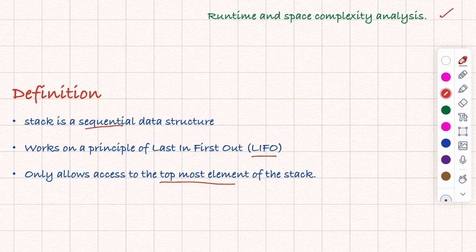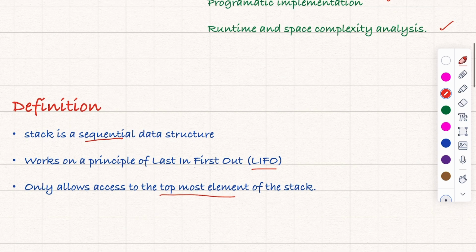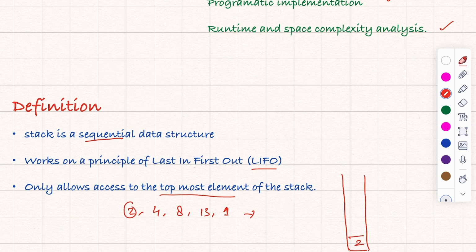Take an example. Let's say we have a series of numbers: 2, 4, 8, 13 and 1, and we insert these into our stack. Let's visualize a stack with this kind of a container. The first element we insert into our stack is 2, then we insert 4, then 8, then 13 and then 1. So the last element which was inserted into the stack is 1. That becomes our topmost element.